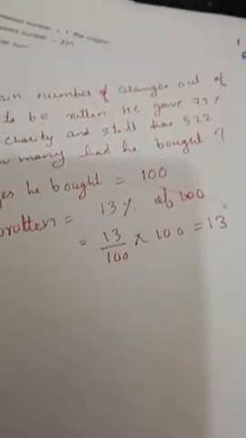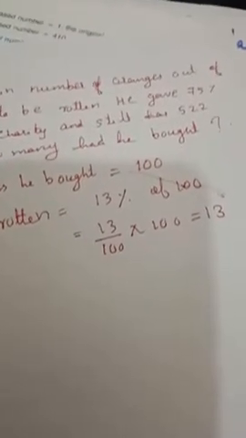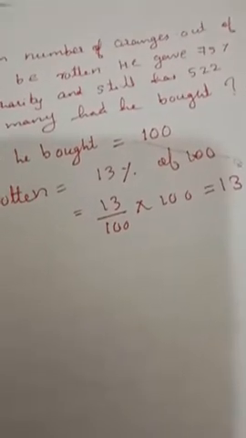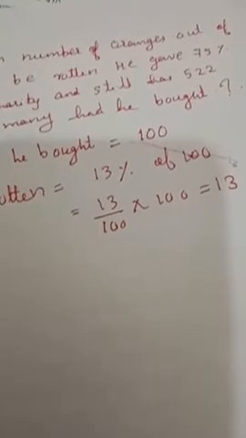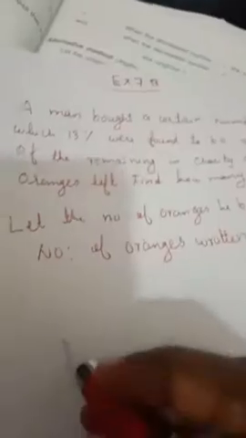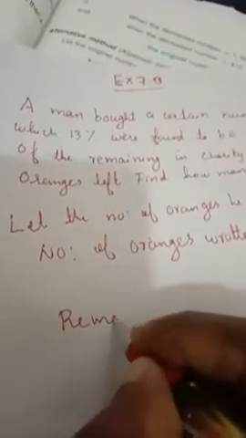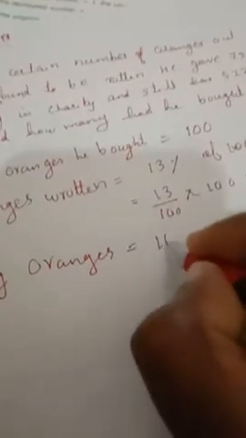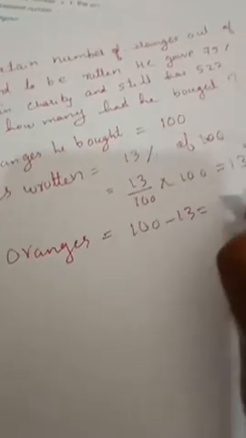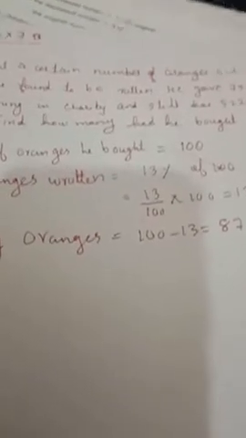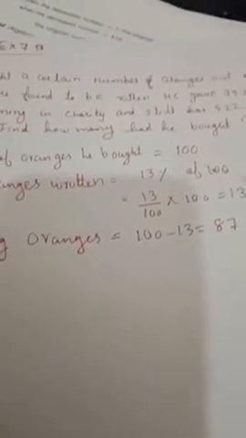Now what is the remaining oranges? Out of this 100 oranges, from this 100, 13 were rotten. Then how many oranges are left? Yes, 100 minus 13. Okay, remaining oranges is equal to 100 minus 13 is equal to 87. Only 87 oranges are remaining. From 100, 13 were rotten. Then how many oranges are left?